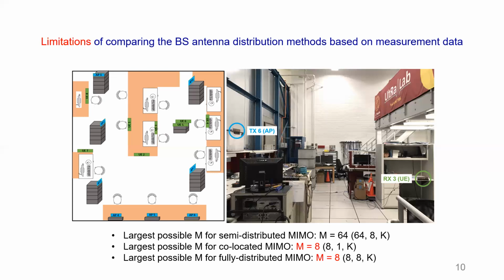However, there is a weakness to this measurement campaign. While the semi-distributed massive MIMO case where M is equal to 64 can exist, assuming there are 8 AP locations and 8 antennas per AP, the largest co-located MIMO and fully distributed MIMO cases we can assume are M equal to 8, due to size of the antenna array, as well as difficulty in moving the antenna arrays to many different locations. Because this prevents comparisons of various base station antenna distribution methods in massive MIMO scenarios with large M, we also decided to use synthetic channel data, if the synthetic channel data can provide consistent results with the measurement channel data.